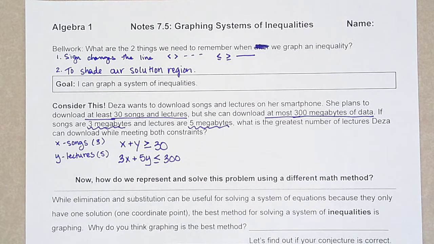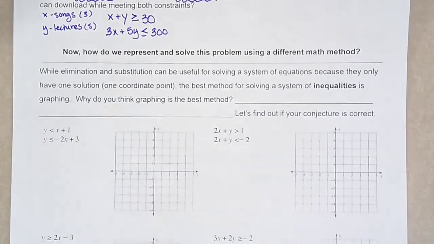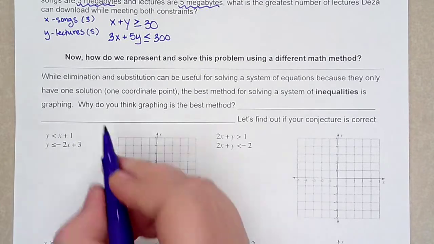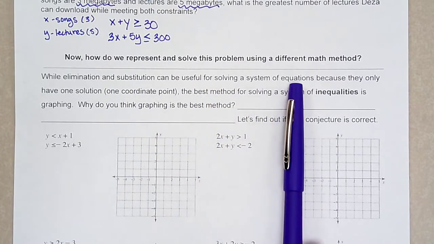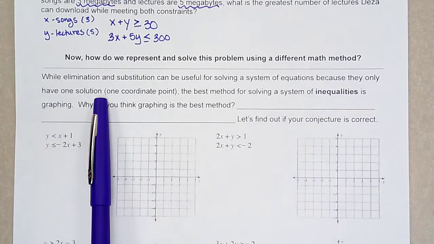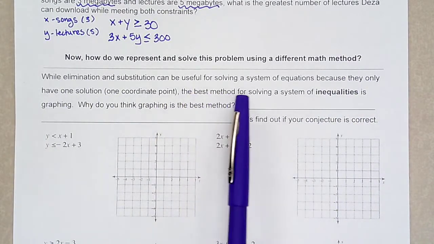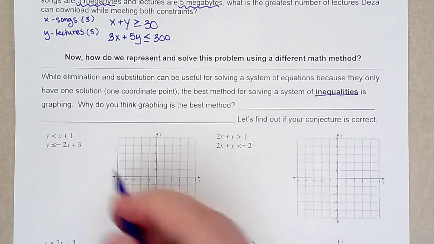So how do I solve this? Well, these are inequalities, meaning they're going to have solution regions, not solution coordinates. Let's go ahead and look at shading and graphing these to get our solution that would answer our problem. While elimination and substitution can be useful for solving a system of equations because they only have one solution, one coordinate point, the best method for solving a system of inequalities is graphing.